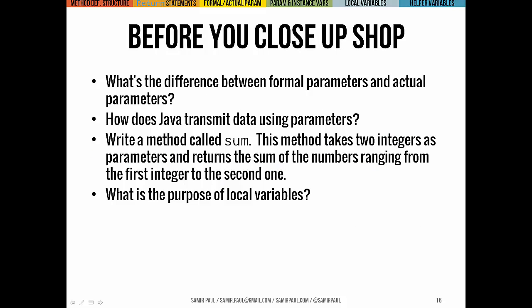Before we close up shop, a couple of ways for you to check to make sure you understood. If you can describe the difference between formal and actual parameters and tell me about how Java actually transmits information between methods using parameters, that's a really important idea to take away from this. Try writing a method called sum, which takes two integers as parameters and then returns the sum of all the numbers between the first and second one. And then finally, if you can talk about local variables, what they're for, what the difference between a local variable and, say, an instance variable or a parameter, what the difference between those three is, I think you're probably in good shape for today. That's it.